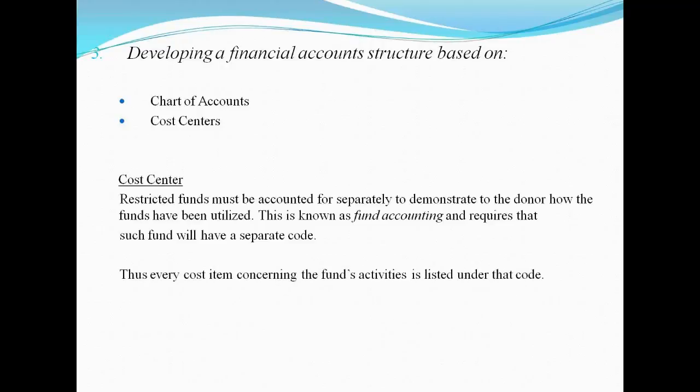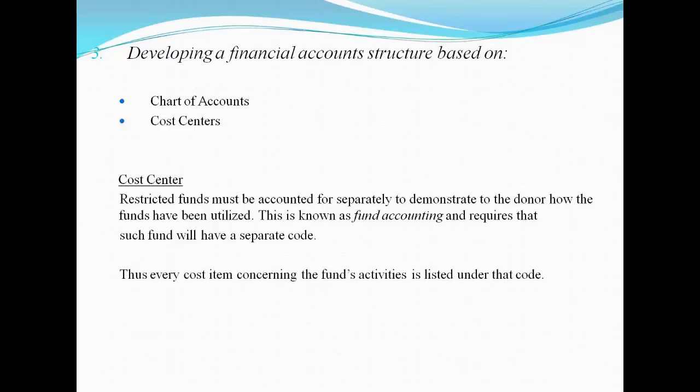Cost centers: restricted funds have to be accounted for separately in order to demonstrate to the donor how the funds have been used. Typically, it's known as fund accounting, and it'll require that such funds have separate codes. And now every cost item concerning the fund's activities is listed under that specific code. That's step number 3, developing a financial account structure based on chart of accounts and based on cost centers.